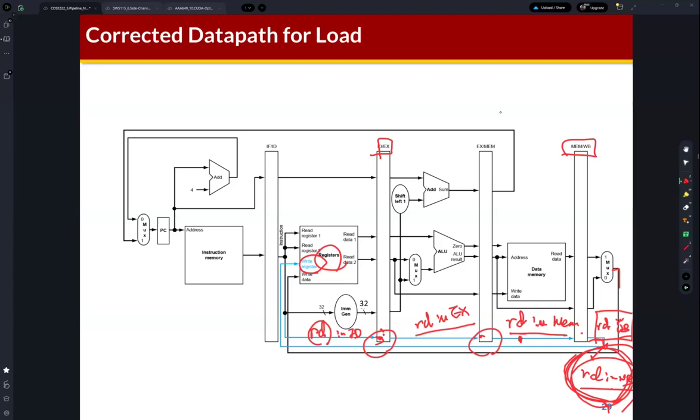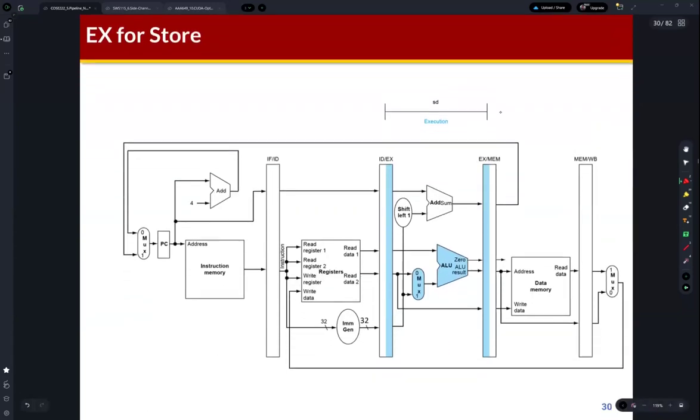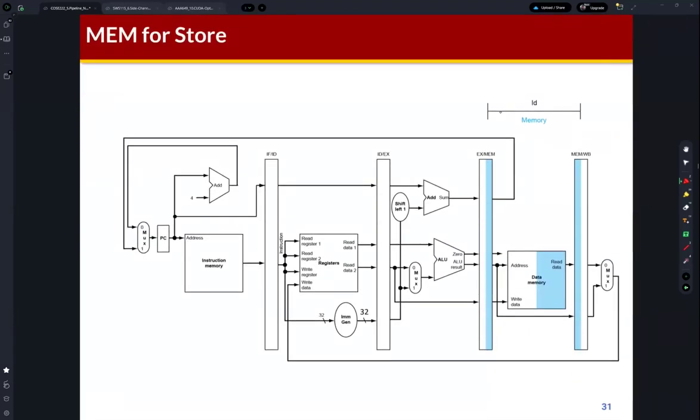Okay, and then I will explain another example, the store instruction. The store instruction computes the target address using the ALU. This is the store instruction in the EX stage. Then the store instruction also accesses data memory using the address and write data, and the store instruction is completed in the memory stage.